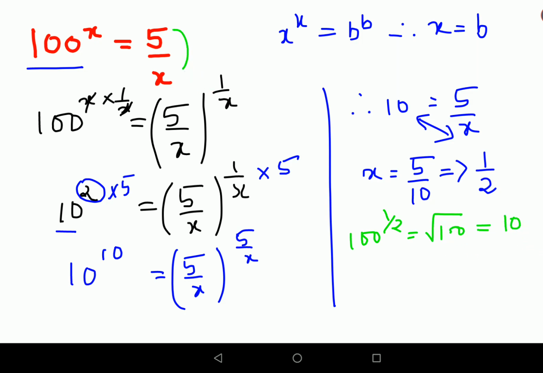And in your RHS, that becomes 5 upon 1 upon 2. That gets you nothing but 5 into 2, which gets you 10. Right, so now I can say both the RHS and LHS are satisfied for this particular value of x, that is nothing but just 1 upon 2.